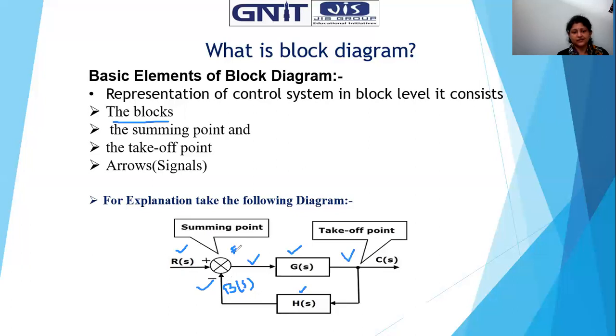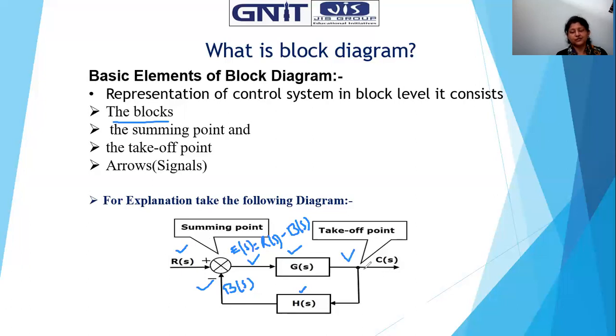So if the summation is done at that point, what will be the signal? The signal coming here is the error signal, generally E(s). It is R(s) with positive phase and B(s) with negative phase, so R(s) minus B(s) will be the input to the G(s) processing block. That's why this point is referred to as a summing point: all the signals are summed up here. They may be in phase or out of phase, and there may be one, two, three or more signals involved.